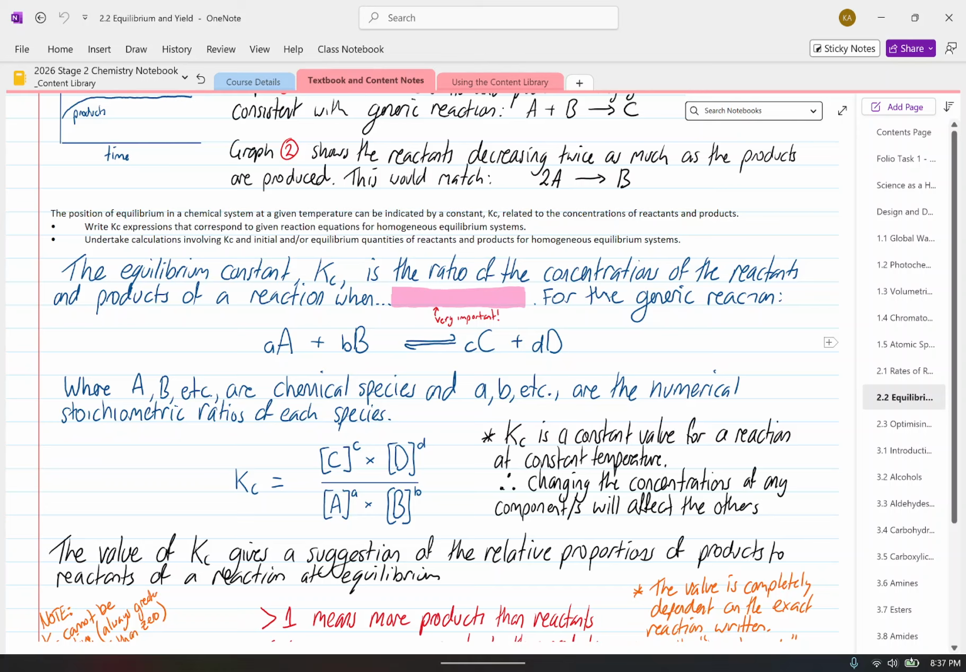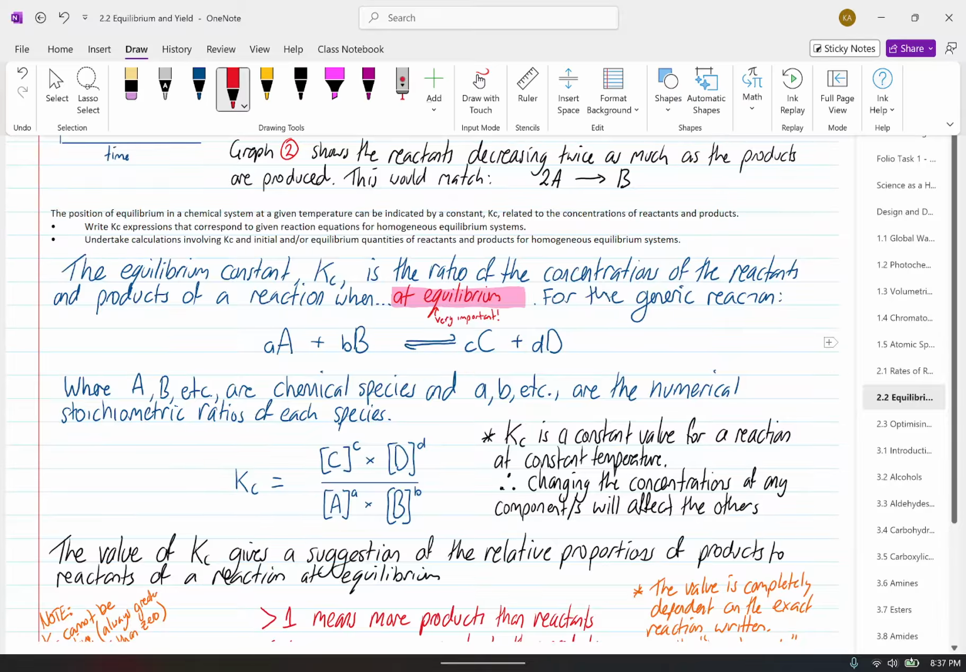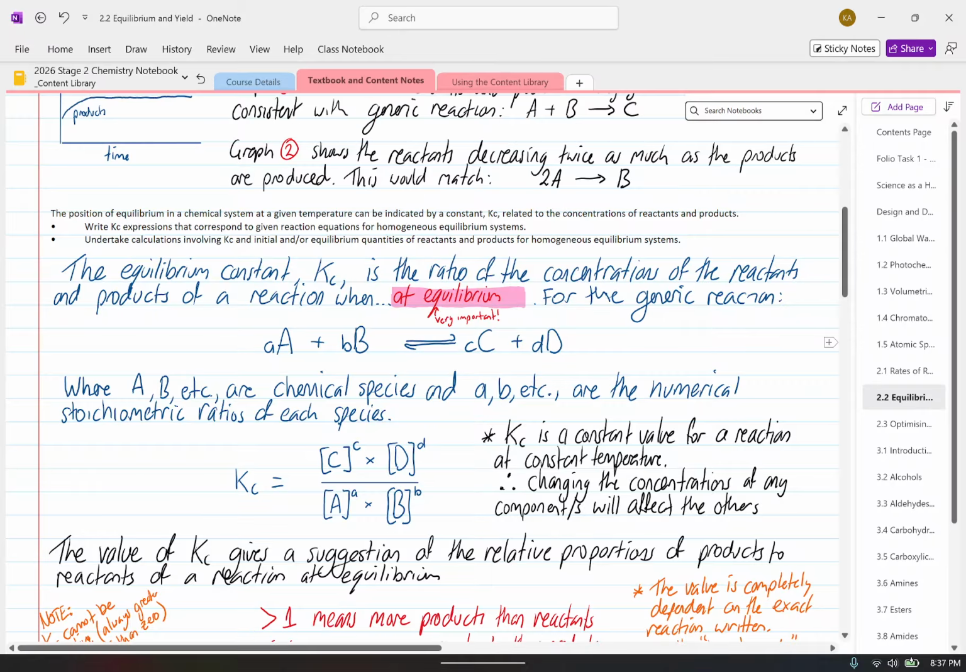Now, specifically, that is only when at equilibrium. So once the reaction has stopped changing the concentration of our reactants and products. Laser's working now, good. When the reaction has stopped changing, that's when we can calculate this equilibrium constant.